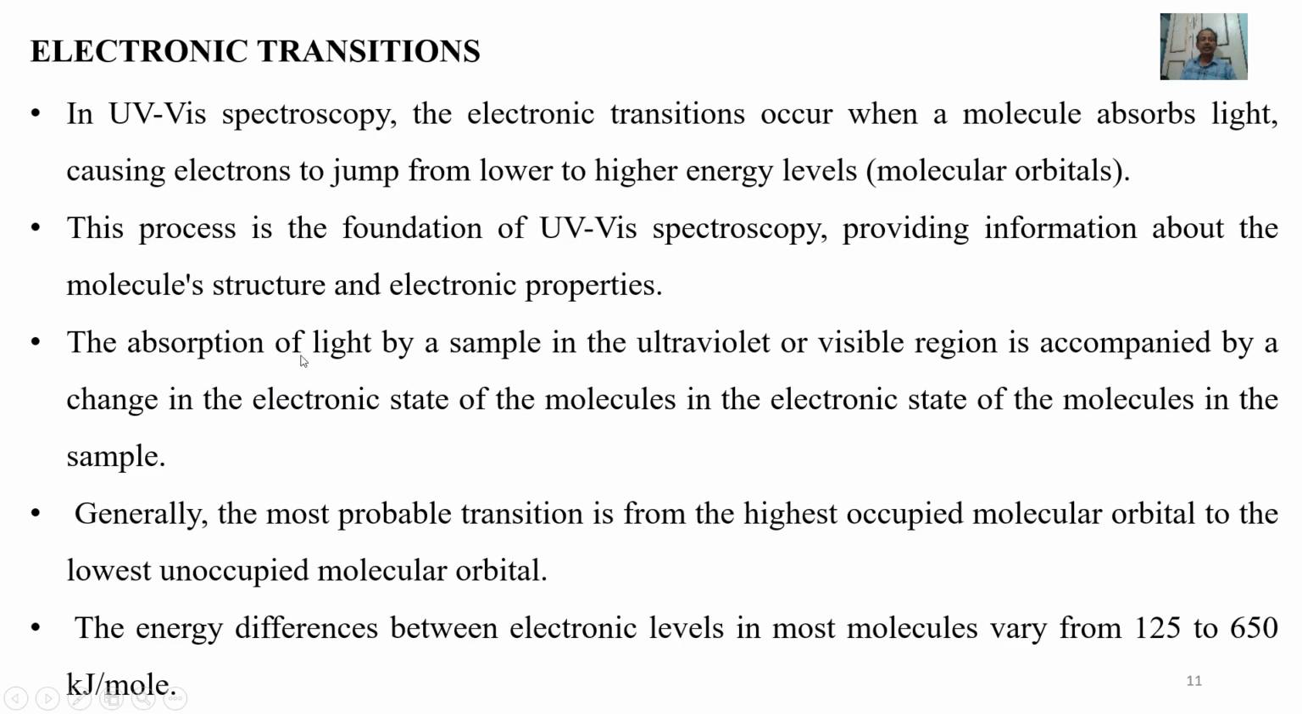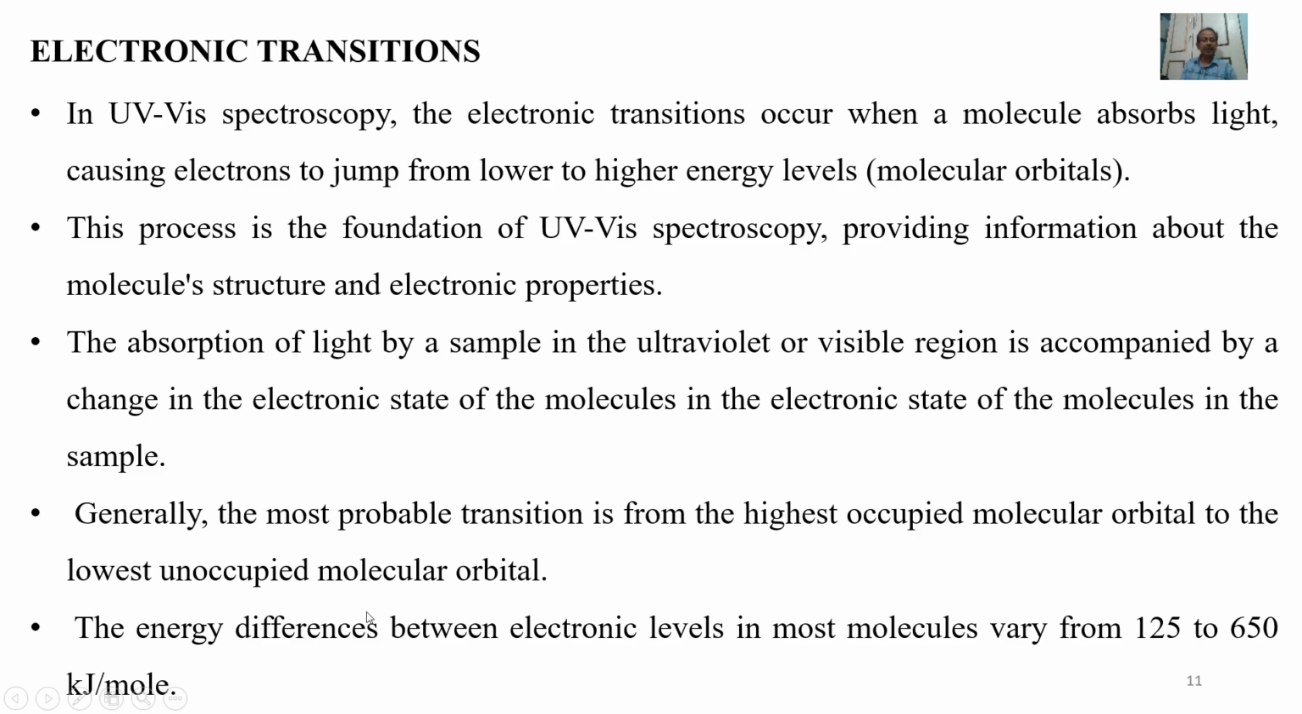The absorption of light by a sample in the ultraviolet or visible region is accompanied by a change in the electronic state of the molecules in the sample. Generally, the most probable transition is from the highest occupied molecular orbital to the lowest unoccupied molecular orbital.